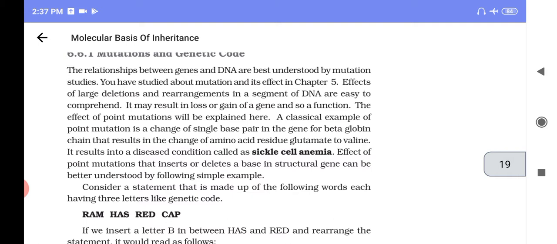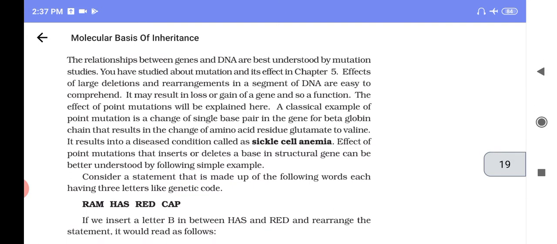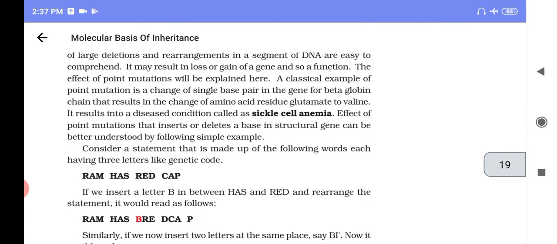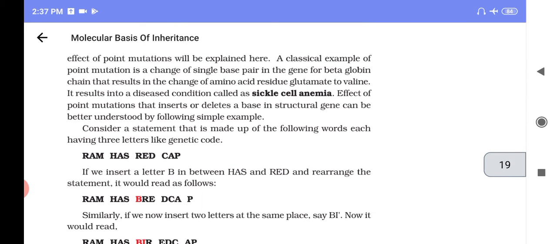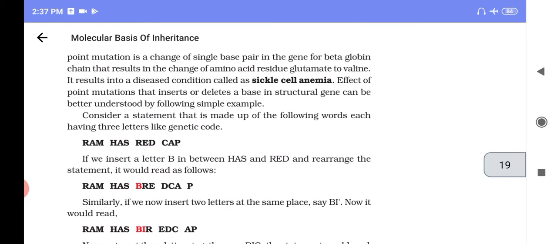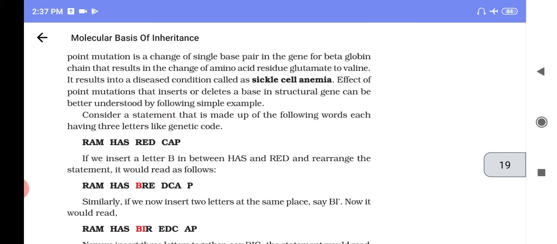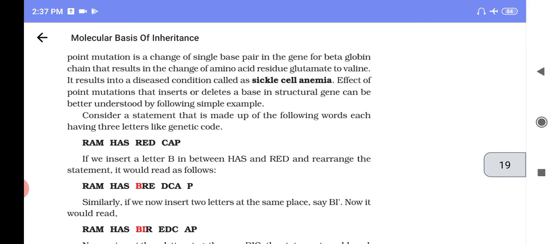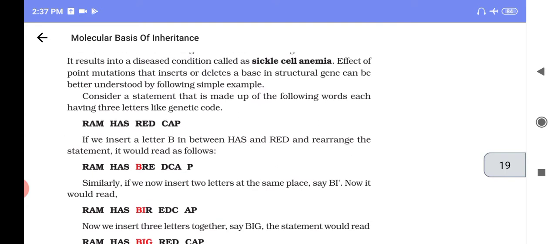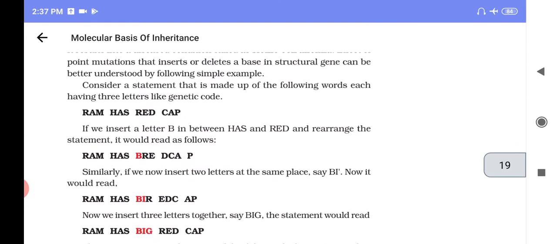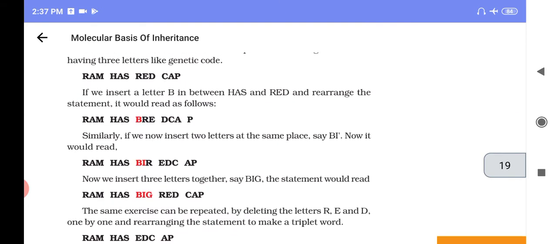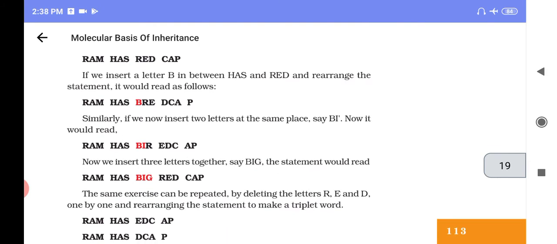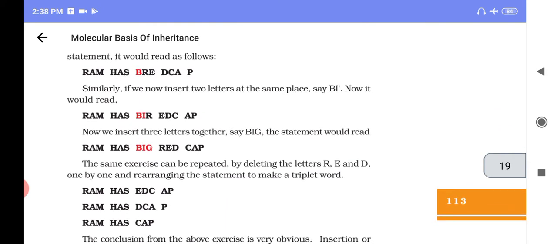The effect of point mutations that insert or delete a base in a structural gene can be better understood by the following simple examples. Consider a statement that is made up of the following words, each having 3 letters, like the genetic code: Ram has red cap. If we insert a letter B in between has and red and rearrange the statement, it would be read as follows: Ram has bre dca p. Similarly, if we now insert 2 letters at the same place, say BI, now it would be Ram has bir edc ap. Now we insert 3 letters together, say BIG, the statement would read Ram has big red cap.